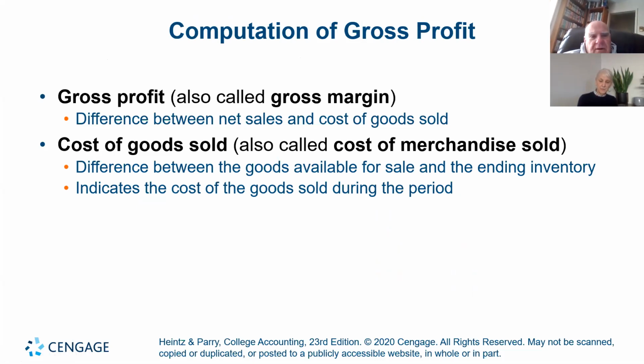Gross profit, get ready. Sales minus cost of goods sold. That's all it is. Net sales minus cost of goods sold equals gross profit or gross margin. Okay. Cost of goods sold, it's the difference between what's available and the ending inventory. Let's skip that because we're not ready for that yet. But just understand gross profit.